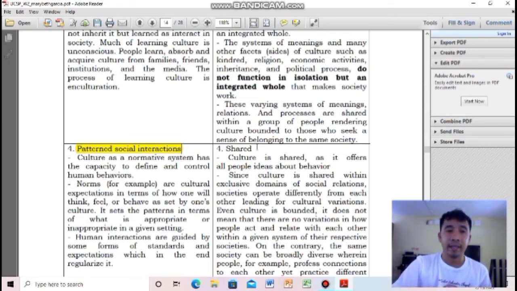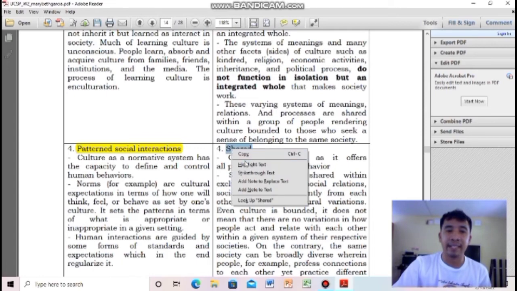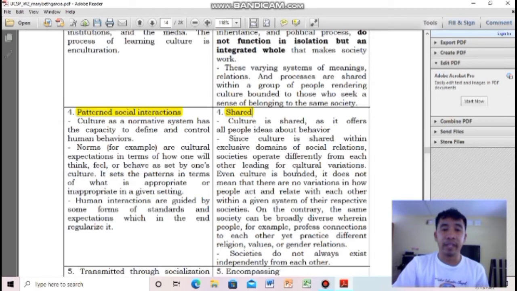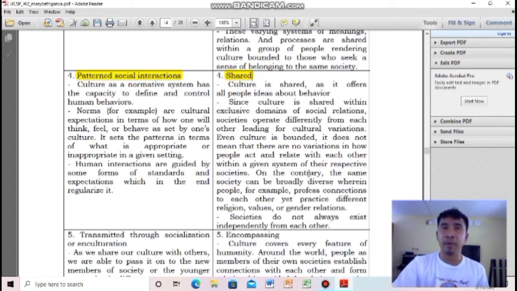Okay. Next, culture is shared, as it offers people ideas about behavior. It is shared. It cannot be that you only keep to your own way and never adjust. Time will come that you need to share what you have and to learn from others, because culture is or can be shared.